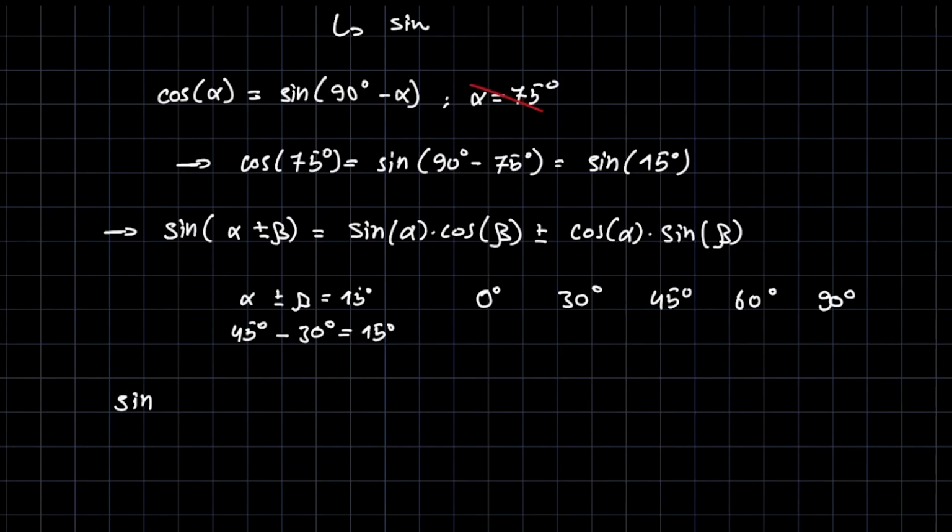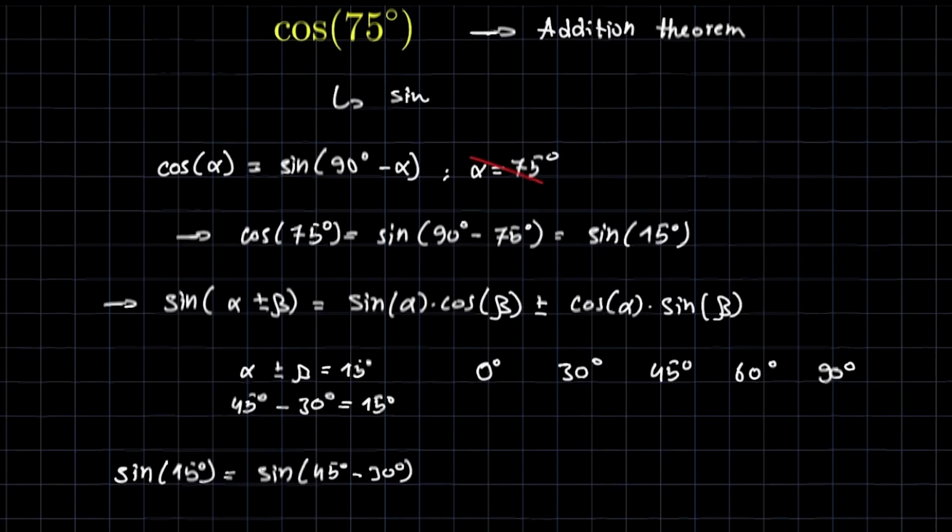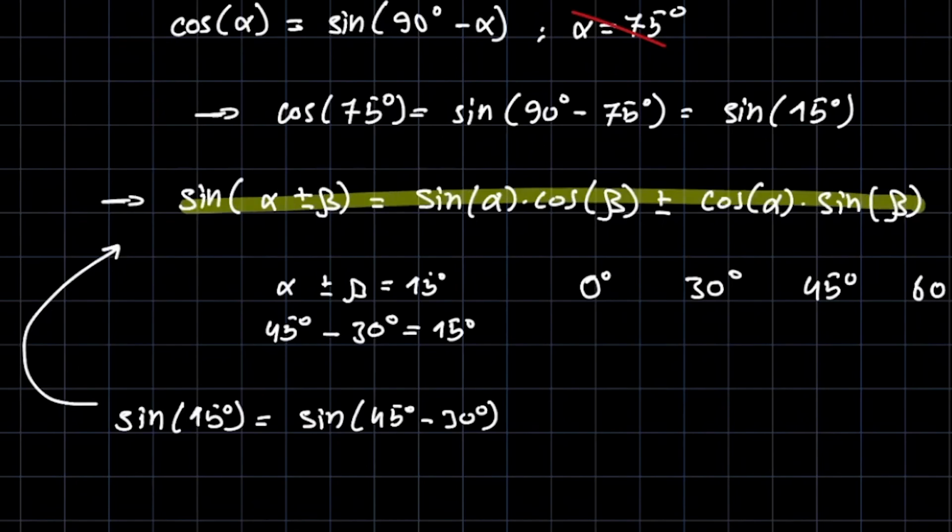My sinus of 15 degrees here is just basically equal to sinus of 45 degrees minus 30 degrees. And then I can use the formula that I mentioned above here.